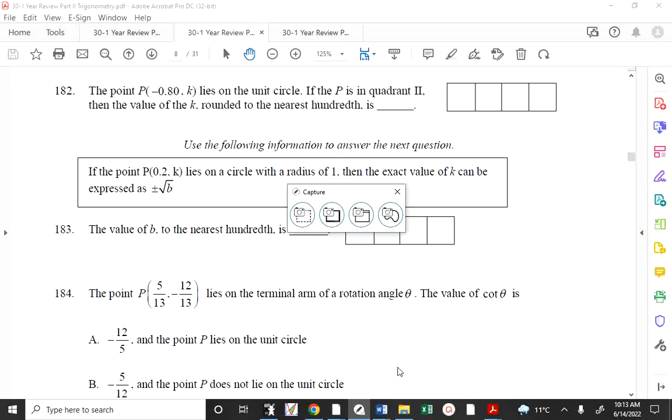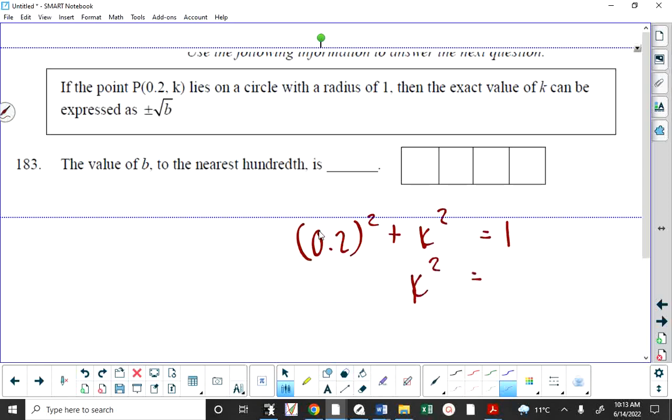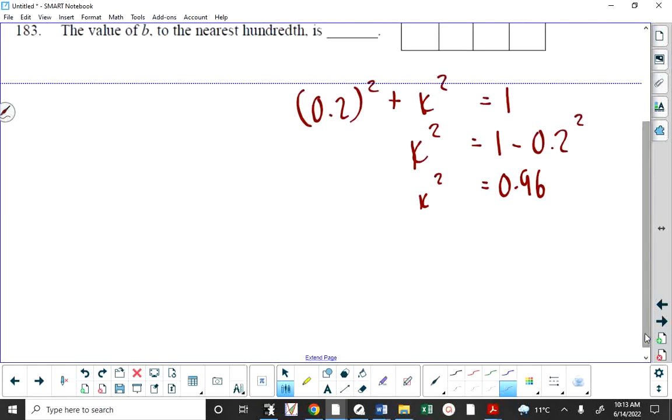You do the exact same thing here, except it's not 0.8, it's 0.2. So we would write 0.2 squared plus k squared equals 1. So you get k squared equals 1 minus 0.2 squared. You get k squared equals 0.96, which means k equals plus or minus square root of 0.96. Now, that's 183. Question 183.